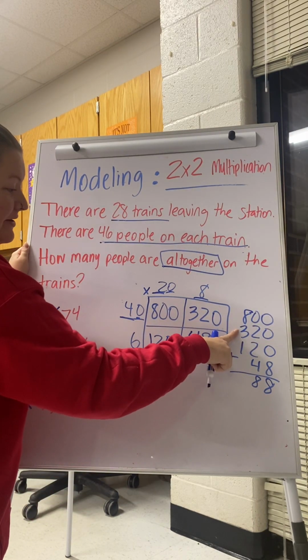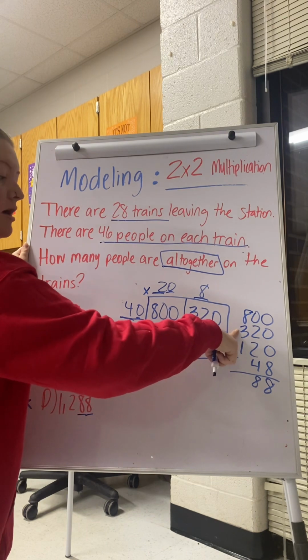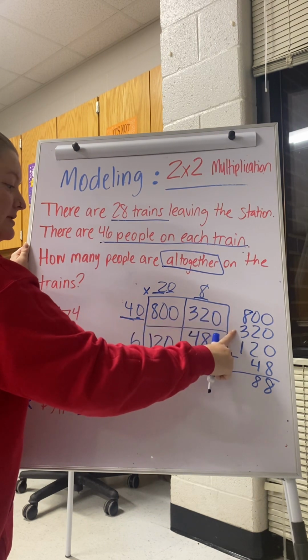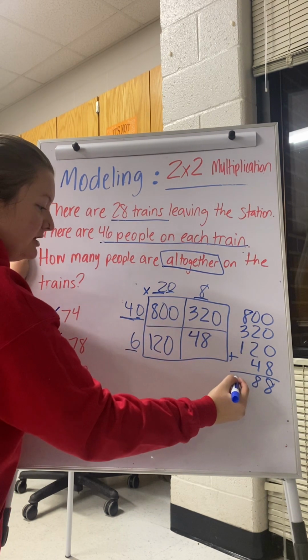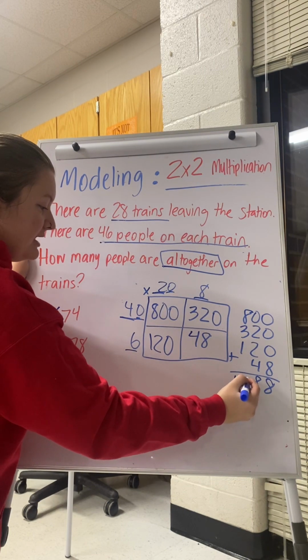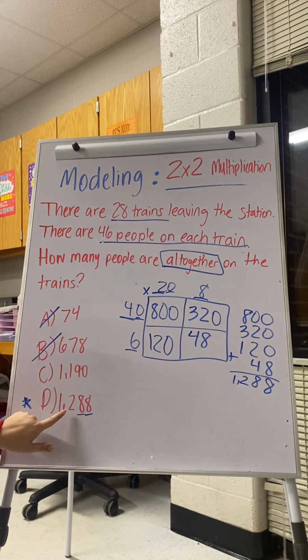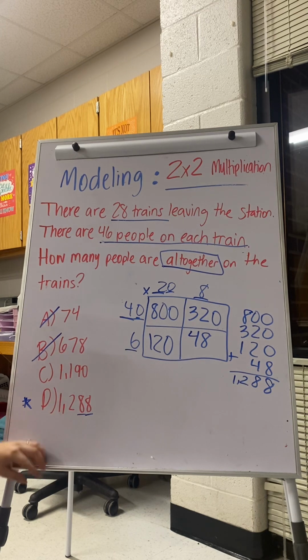Now I'm back to my hundreds place right here. 8 plus 3. Well, 8 plus 2 is 10, plus 1 more is 11. So 8 plus 3 is 11, plus 1 more is 12. And it looks like my thoughts are confirmed. I've got a 2 here in the hundreds and a 1 in the thousands. So this has to be my answer choice right here. Okay, so how many people are all together on the trains? Well, there's 1,288 people.